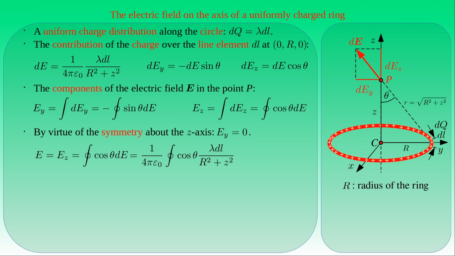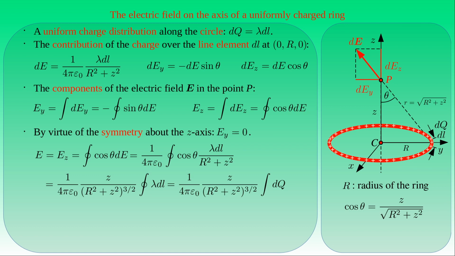Here cosine theta can be expressed in terms of the Cartesian coordinates, which is given by the ratio of the distance z to the distance small r. That is, cosine theta is equal to z over the square root of capital R squared plus z squared. If we substitute this result into the integral, the magnitude of the electric field can be written as 1 over 4 pi times epsilon naught, times z over capital R squared plus z squared to the 3 over 2, times the integral of lambda with respect to the length L along the circle. We immediately see that the integral is just the integration of the charge along the circle, which gives the total charge Q distributed along the ring.